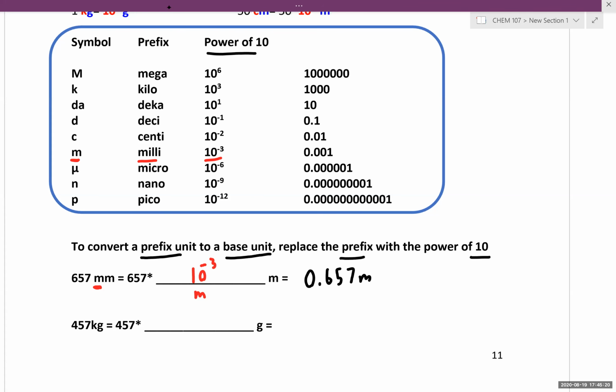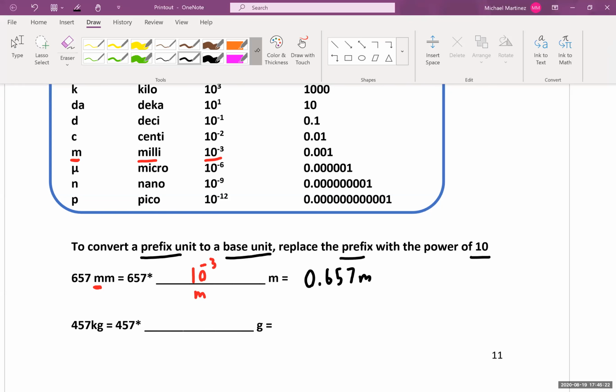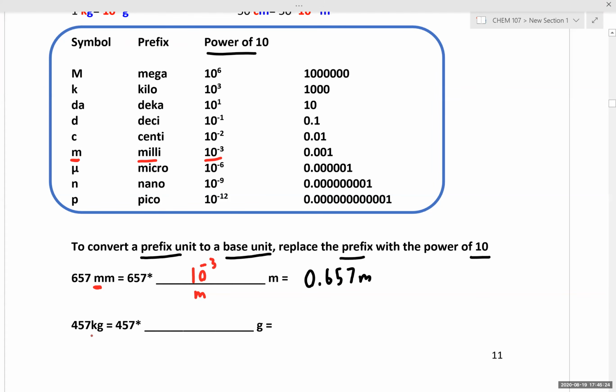Let's do another example. So 457 kilograms, this K corresponds to the kilo prefix. So what power of 10 do I plug in?